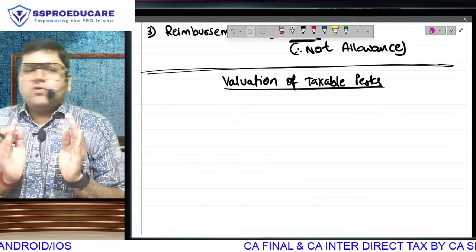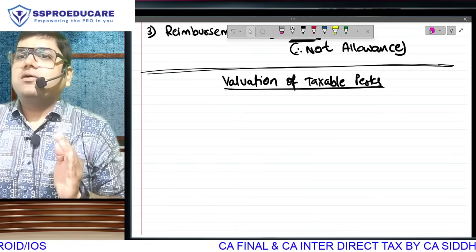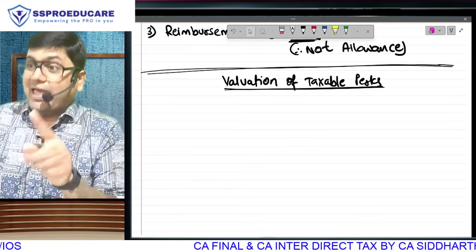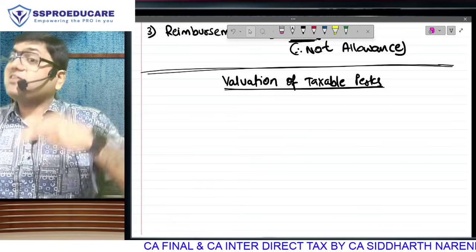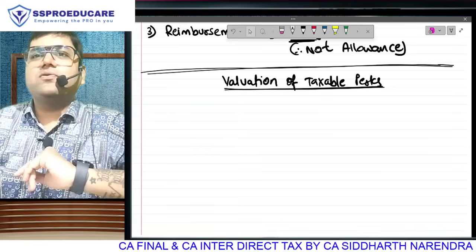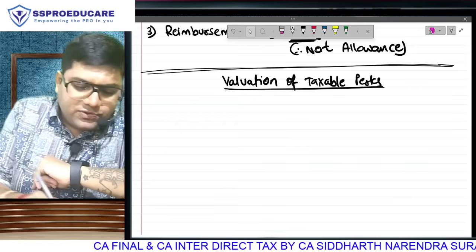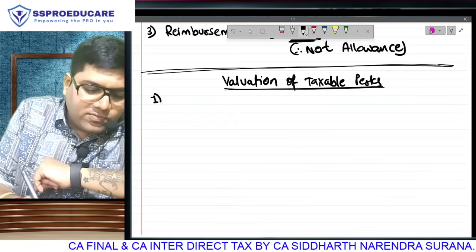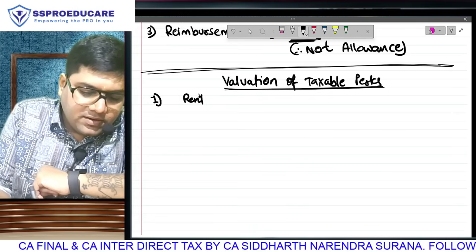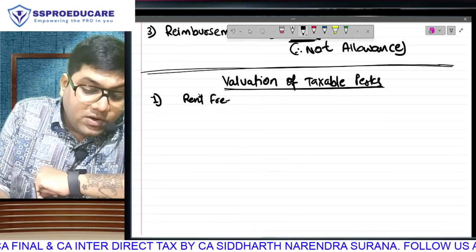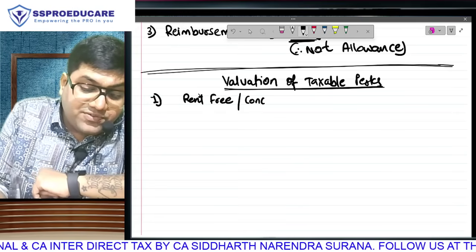Now, not all perquisites are very big. The two biggest are house and car. So to balance, I do house starting and car last, and in between I do the small-size ones. Okay, the first perquisite is where your boss is giving you a rent-free accommodation, or it can also be a concessional rent.